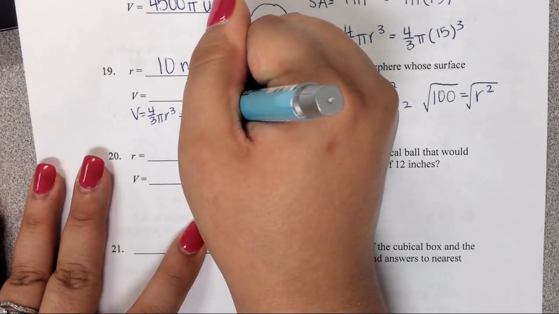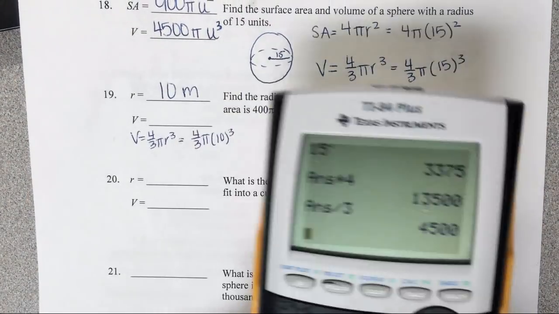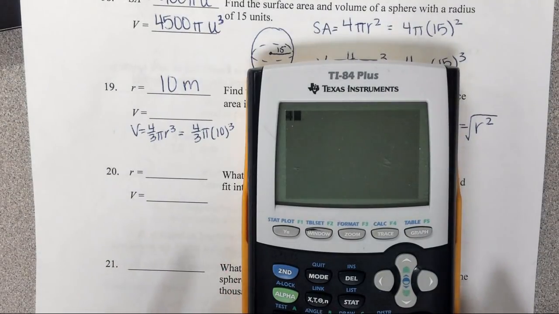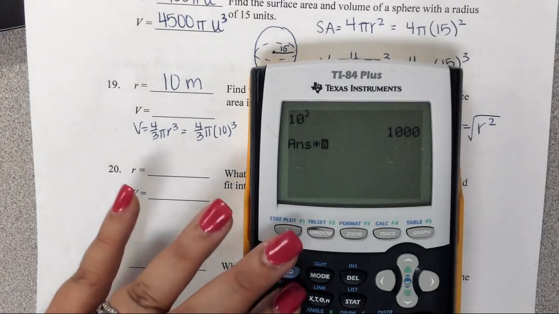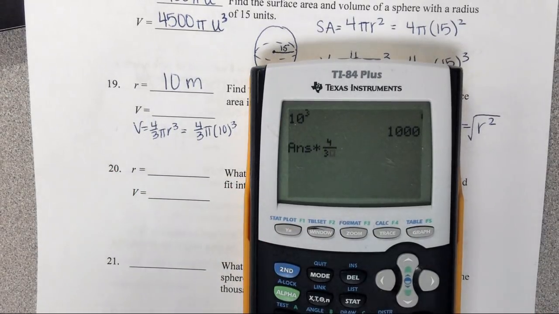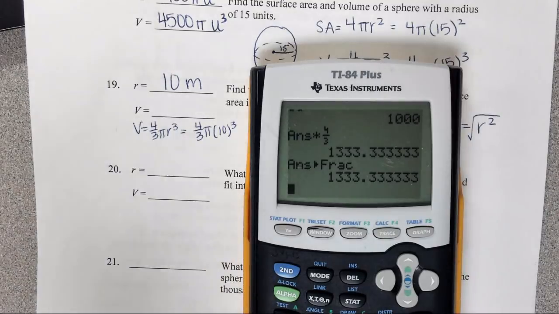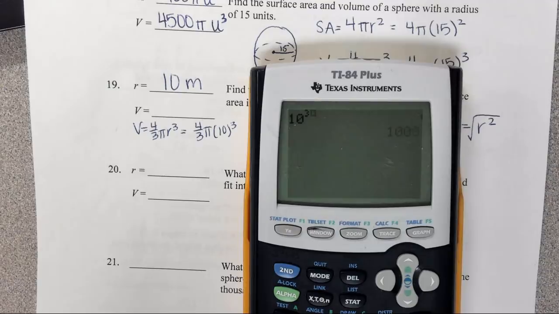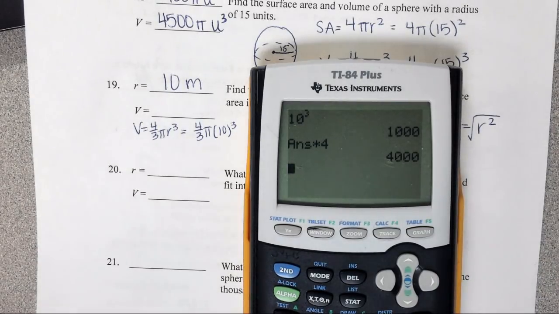So 4/3 pi. I'm going to tell you, for some reason, your calculator doesn't like if you do 10 cubed times 4/3. It still gives you a decimal. And if you hit math, enter, I don't know why this number in particular it doesn't work for. So what I've been doing is, what's 10 cubed times 4, divided by 3. It would be 4,000 divided by 3. I think it's because it's too big of a number.